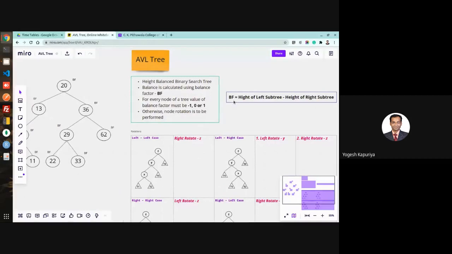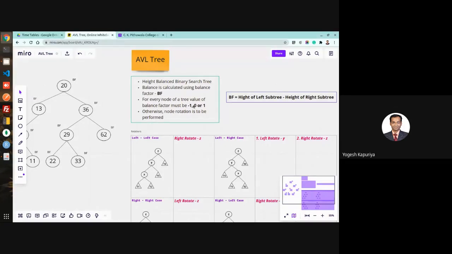Now, once you have this value for every node, then you have to check whether the balance factor is -1, 0 or 1 or not. So at any instance of time, for every node of a tree, the balance factor has to be -1, 0 or 1. No value other than this. It cannot be any other value apart from -1, 0 and 1. So that is the check you will be applying after every insert operation.